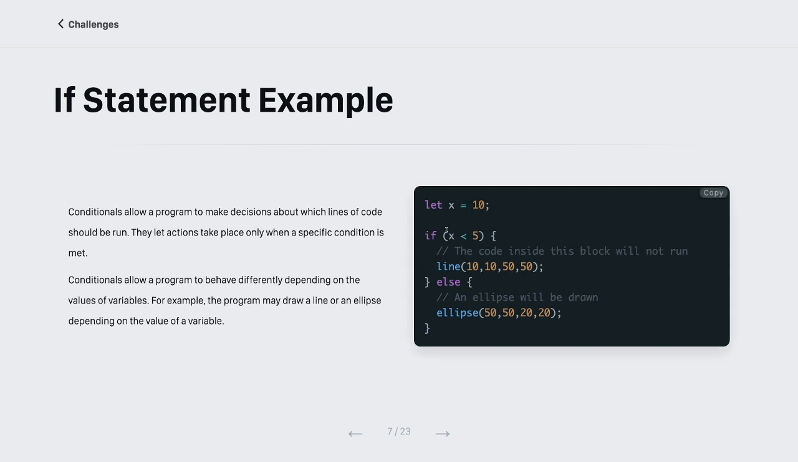If x is 10 to start with, x is not less than 5, this is more than 5, and so this code will draw this ellipse. You can copy this into your editor and check it out. We'll be doing similar things in the tutorial today. Or not today, if you're watching this beforehand.